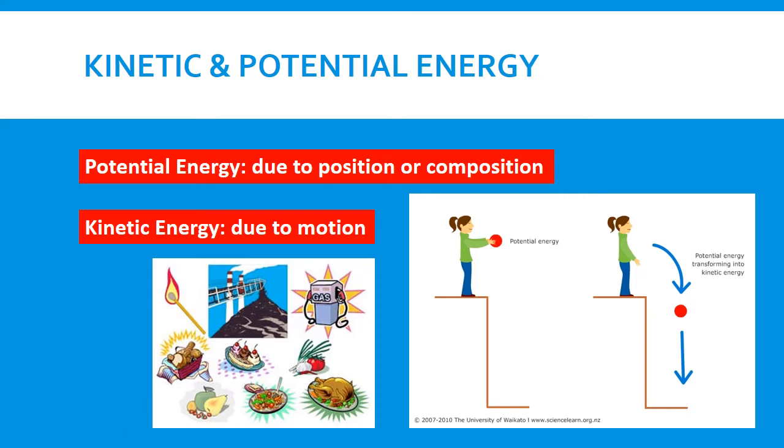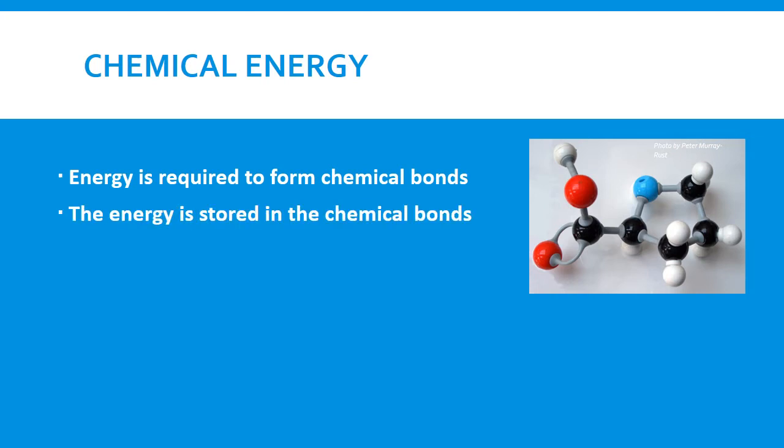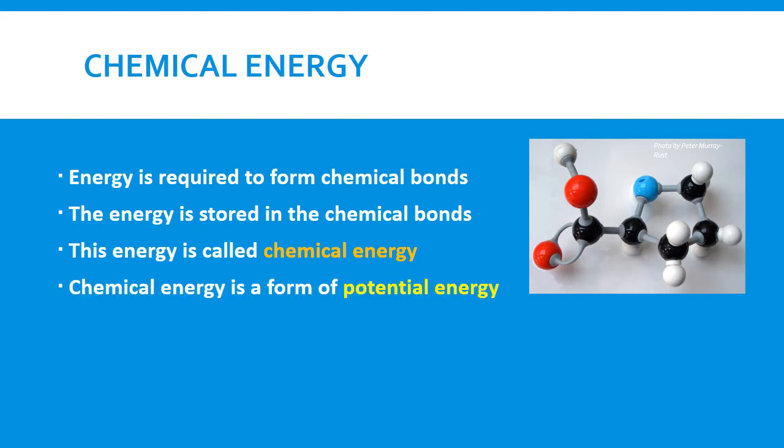When you think of food, gas, coal, all these substances that we eat or we use to produce energy, they have stored energy, so they have potential energy. When we talk about chemical energy, some energy is required to form chemical bonds, and that energy is stored in the chemical bonds themselves. That energy stored in the chemical bonds is called chemical energy, or sometimes chemical potential energy. It's a form of potential energy because the energy is stored. Any energy that is stored is potential energy.